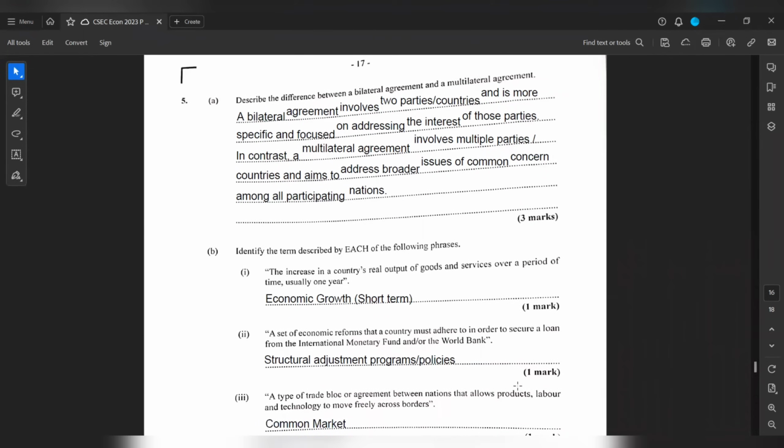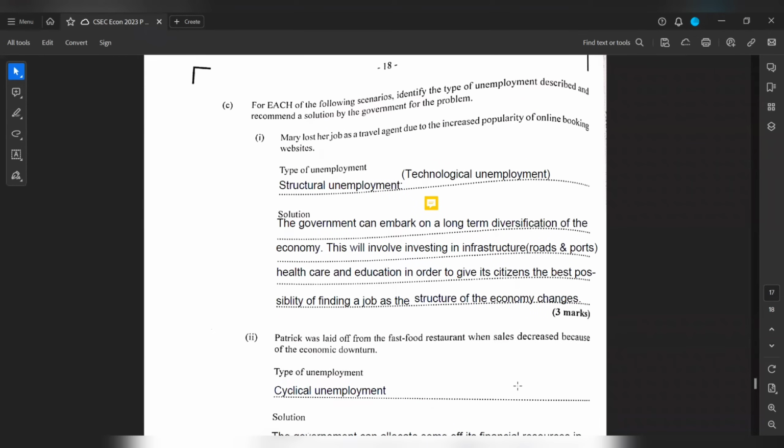And a type of trade bloc or agreement between nations that allows products, labor, and technology to move freely across borders will be a common market. Part C, for each of the following scenarios, identify the type of unemployment described and recommend a solution by the government for the problem. Mary lost her job as a travel agent due to increased popularity of online booking websites.